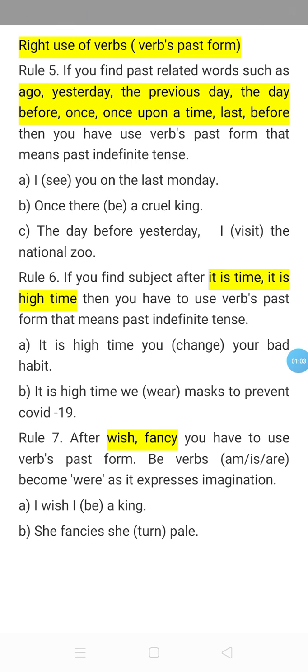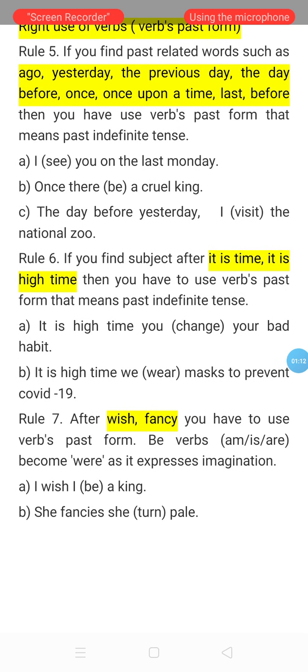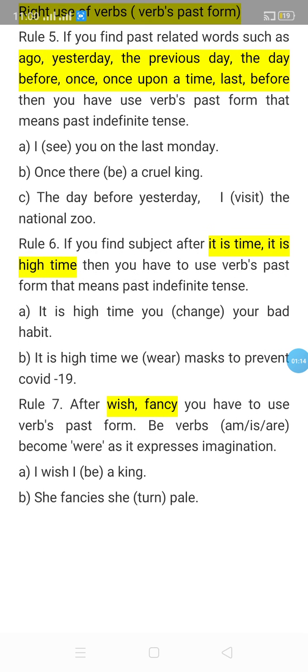B. Once there be a cruel king. What is be verb? We know that am is called be verb. In this case you have to use was here because once is a past related word here.